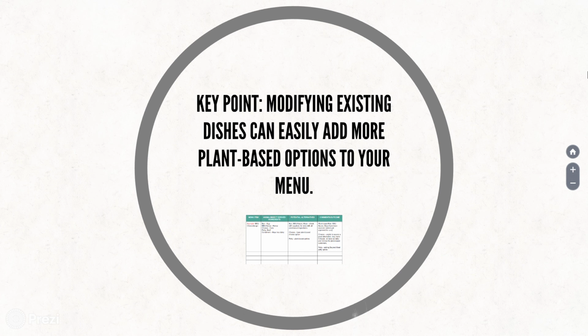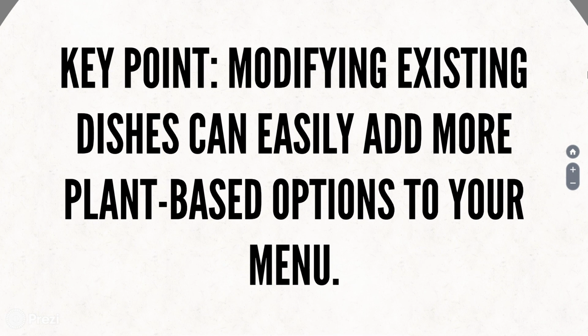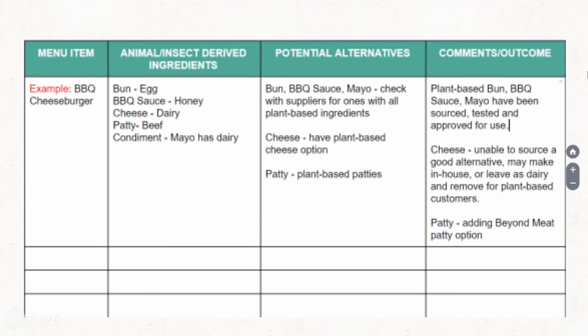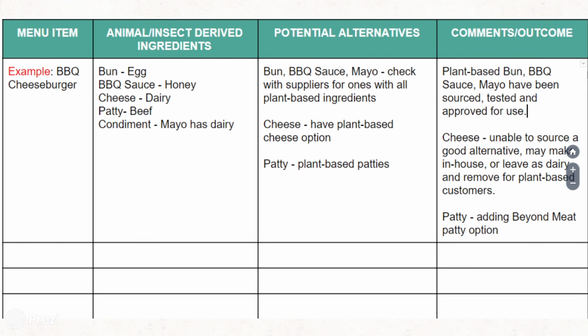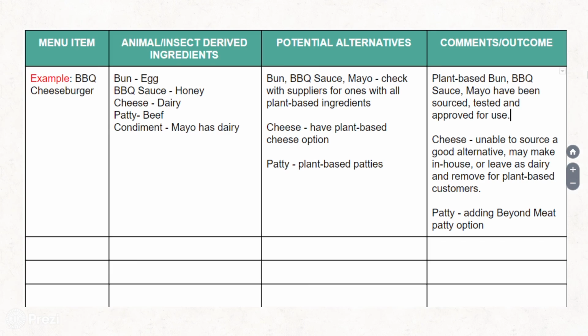So that being said, the focus of this course is on creating plant-based dishes. So the key point is, in addition to creating plant-based dishes, modifying existing dishes on your menu can easily add more plant-based options. There are many ways you can go about this, but if you want a template to get you started, this one, including an example, is in the course toolkit.